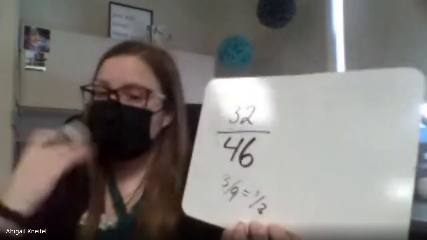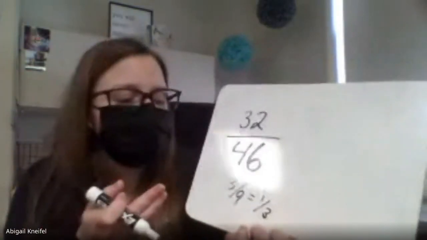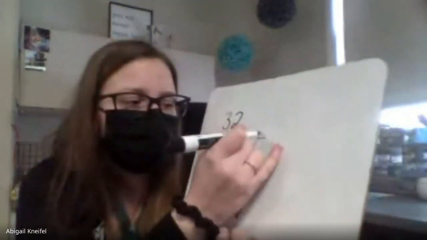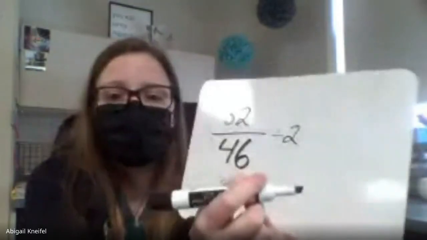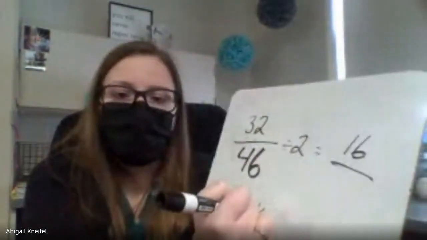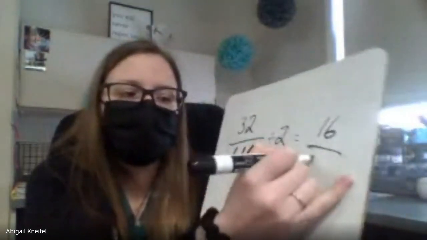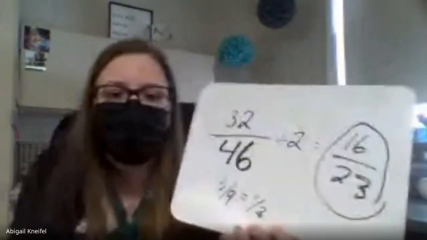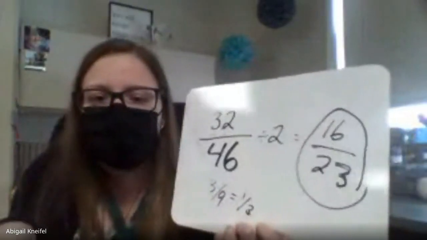All right. They're both even. If you don't know what can go into both of these, 2 is always a great place to start. So I'm going to divide by 2. 32 divided in half equals 16. 46 divided by 2 is 23. Pretty sure that's as low as it can go. Your answer should be 16 over 23.